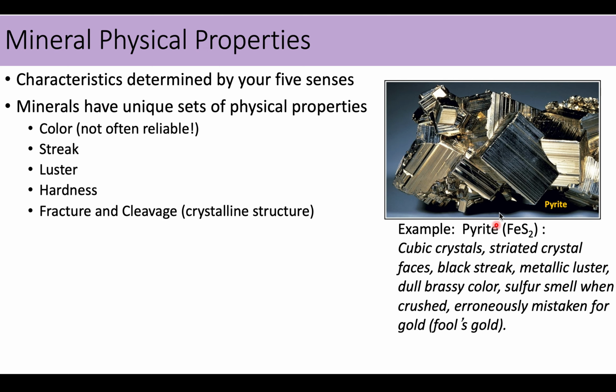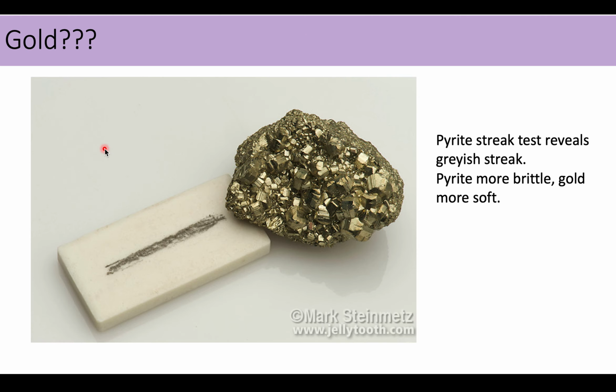So for example, this is pyrite, and it grows in cubic crystals. It has a black streak. It's very metallic. It has a metallic luster. It sometimes has a sulfur smell, and this is also known as fool's gold. So looking at it, you might not be able to tell gold apart from pyrite, but when you get into these other physical properties, you can learn that they are, in fact, not the same.